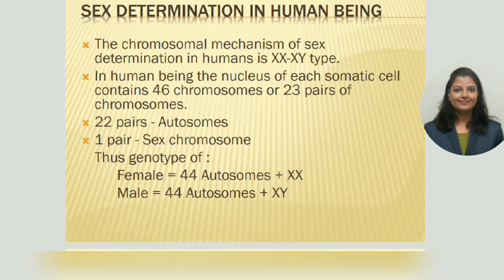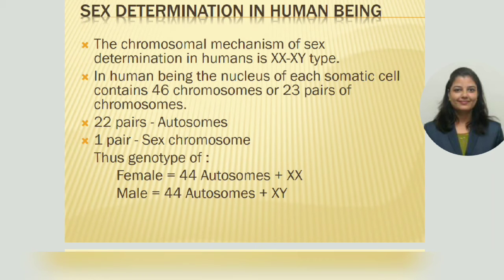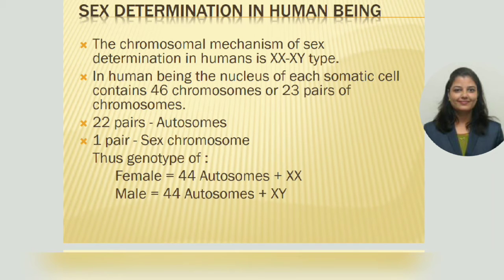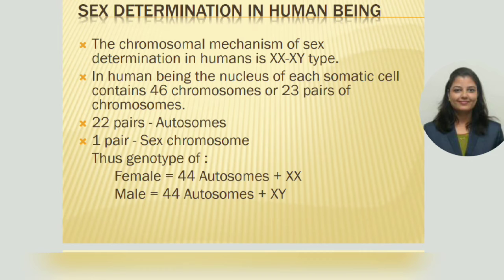Now, sex determination in human beings. The chromosomal mechanism of sex determination in humans is of the XX and XY type. In human beings, the nucleus of each somatic cell contains 46 chromosomes or 23 pairs of chromosomes. 22 pairs are autosomes and 1 pair is known as the sex chromosomes. Thus, the genotype of a female is 44 autosomes plus XX, and in case of a male it is 44 autosomes plus XY.